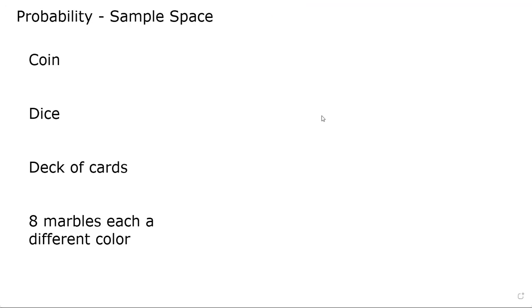All right, we're starting probability. And the first thing in probability we need to figure out is the sample space. The better definition of it is, I'll write it in red, the sample space is all possible outcomes.